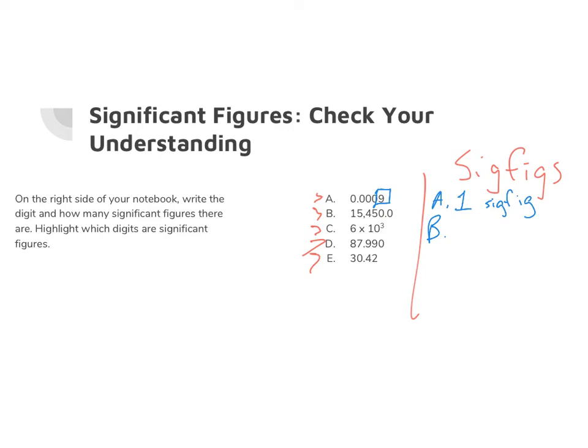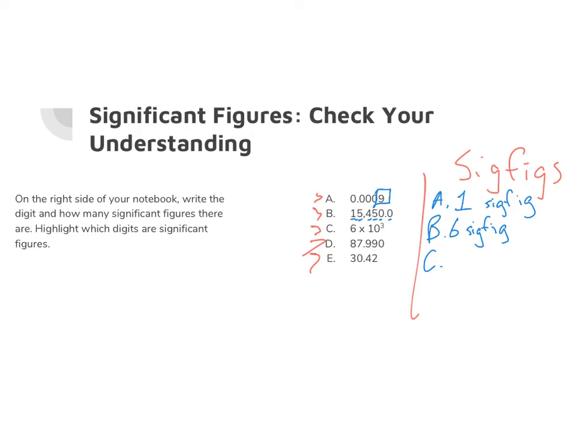15,450.0. How many sig figs do we have here? Count them. 1, 2, 3, 4, 5, and 6. Yes, 6 significant figures. I'm sure a lot of you said that there were only 4. Here, the zeros indicate that a measurement was made to the 0.1 decimal point, the 10th. So the fact that we have a 0 beyond this decimal point makes it significant.